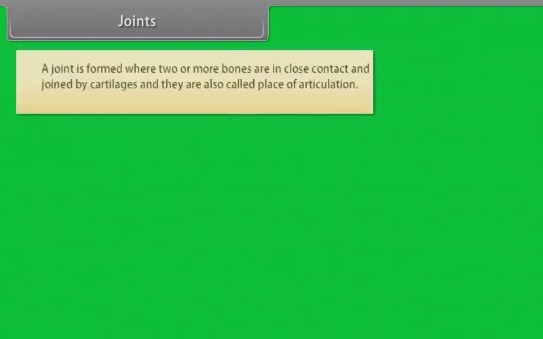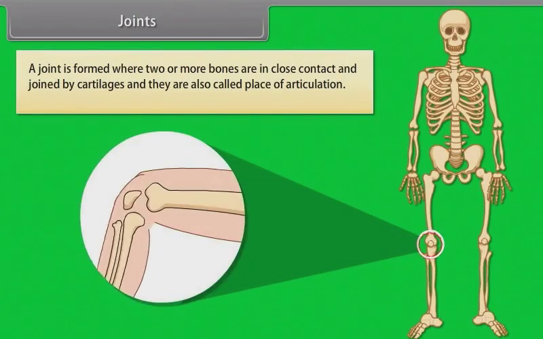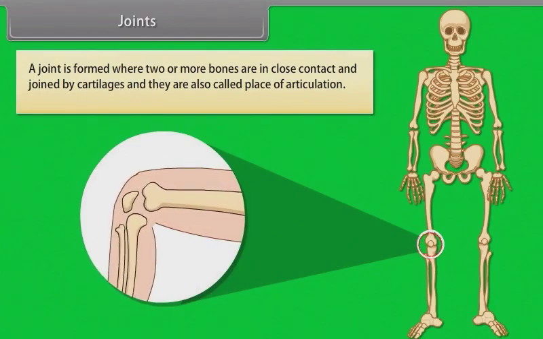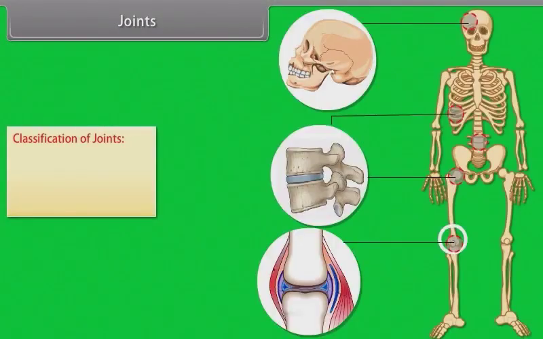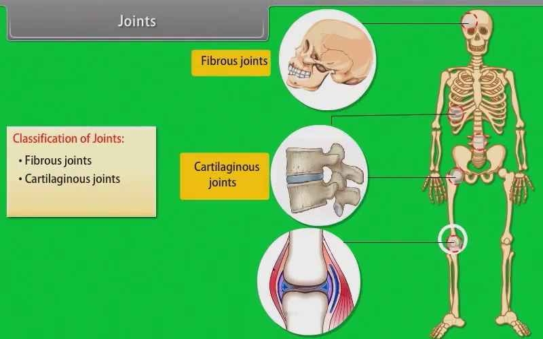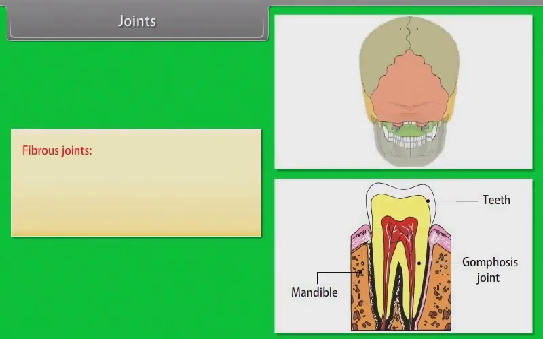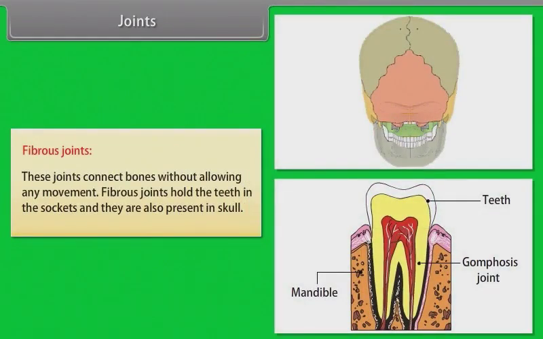Joints. A joint is formed where 2 or more bones are in close contact and joined by cartilages, and they are also called place of articulation. Classification of joints: fibrous joints, cartilaginous joints, and synovial joints. Fibrous joints. These joints connect bones without allowing any movement. Fibrous joints hold the teeth in the sockets, and they are also present in the skull.